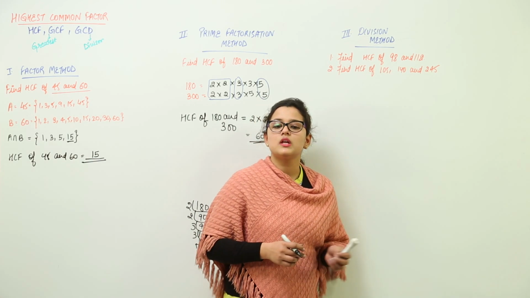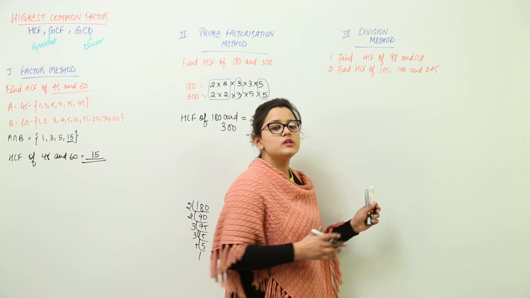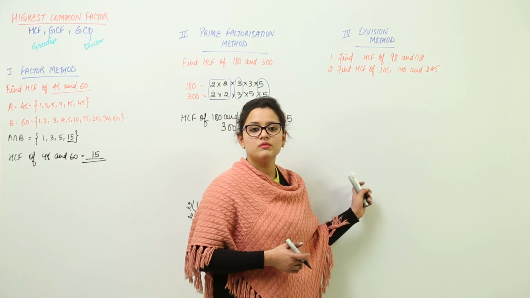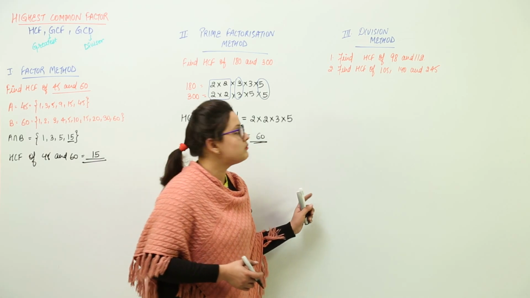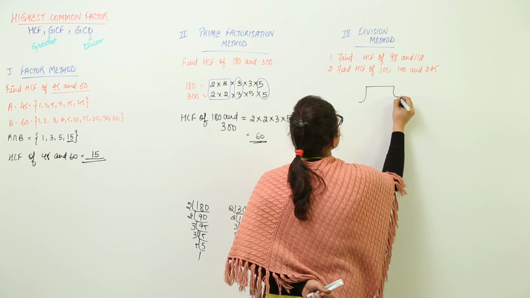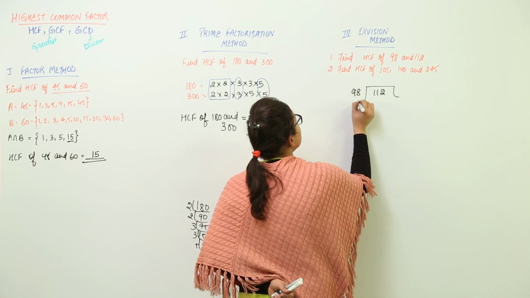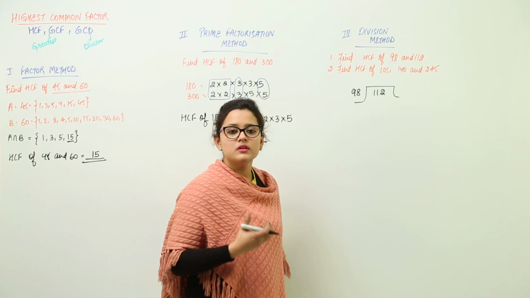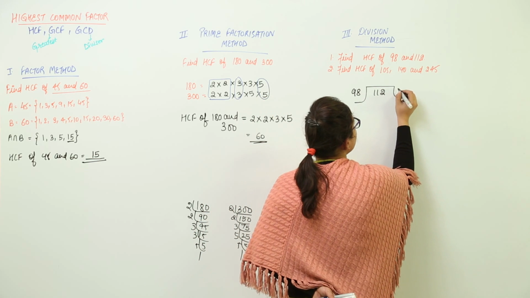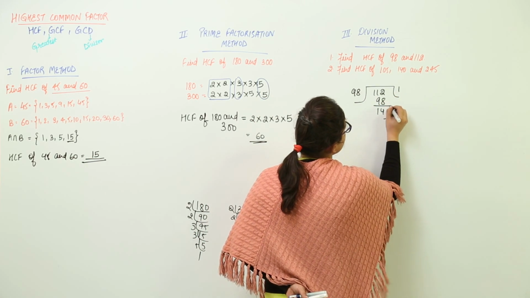Now moving on to the last method, that is the division method. Here we are going to do the basic division that we were doing, but here we will be dealing with the divisor majorly. Why so? You will come to know. Let us do the first question where we have to find the HCF of 98 and 112. So I have taken the bigger number inside and the lower number outside as the divisor. Now 98, 1 time is 98. We get 14 as the remainder.